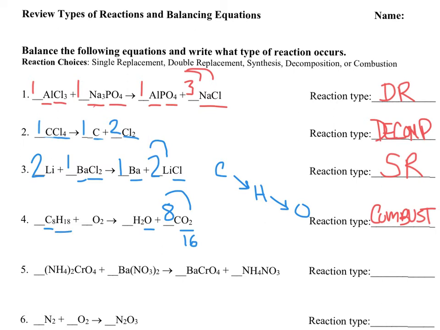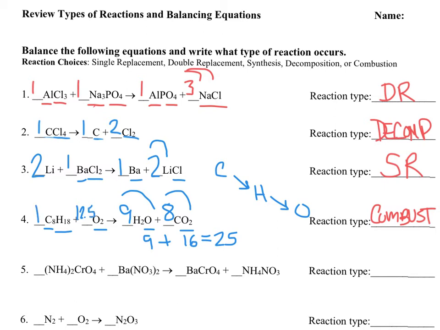Let me next do the hydrogens. There's 18 hydrogens. 9 times 2 will give me 18 hydrogens. But remember, that's 9 times 1 oxygen. So now I have 9 and 16 oxygens on the product side. Well, 9 plus 16 is 25. So if I have 2 oxygen, what times 2 will give me 25 to balance out with the product side? Well, that is 12 and a half. 12.5 times 2 gives you 25.